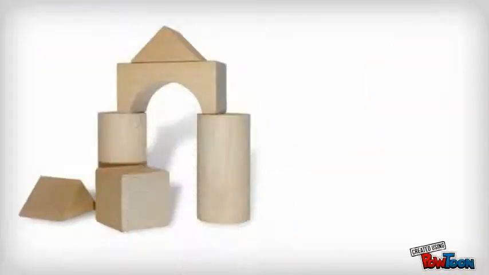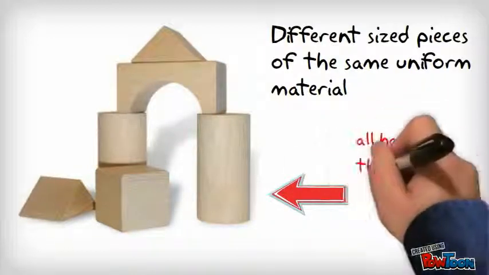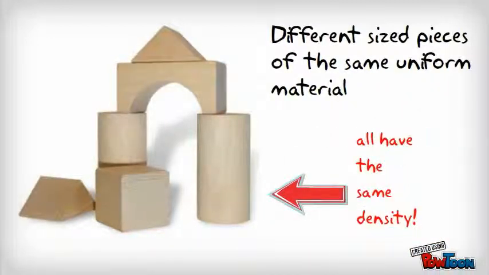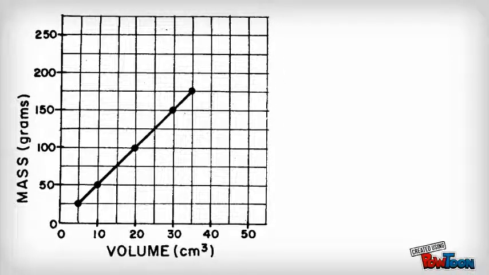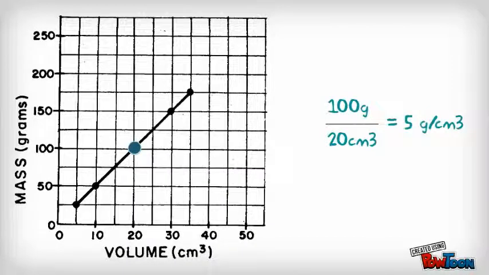So let's say that I gave you 5 different sized pieces of the same uniform material. You now know that they all have the same density because they're all the same material. If we were to plot their mass and volume on a graph, it would look like this. You'll notice that the 5 points represent the 5 different pieces of the material. If you pick any point on the graph, say this one, and divide its mass by its volume, you can determine the object's density. No matter which point you pick, the density will always be the same.